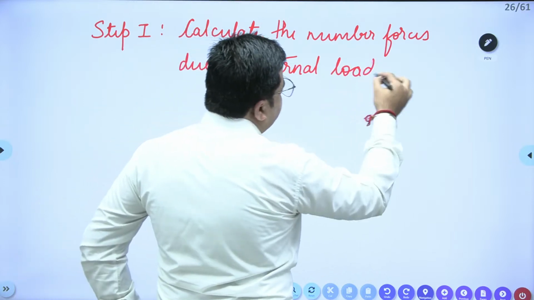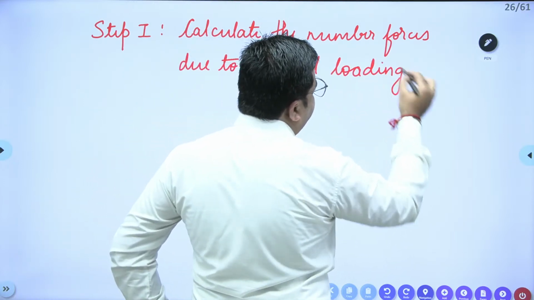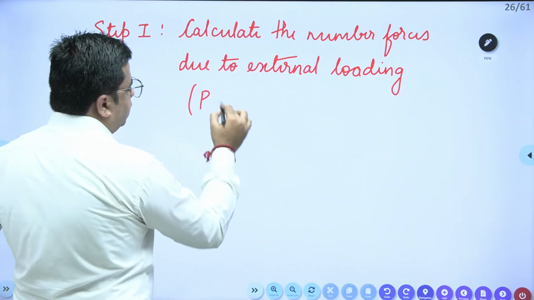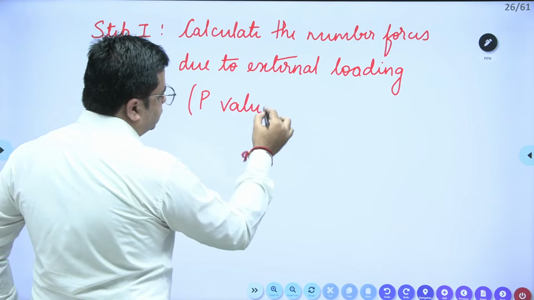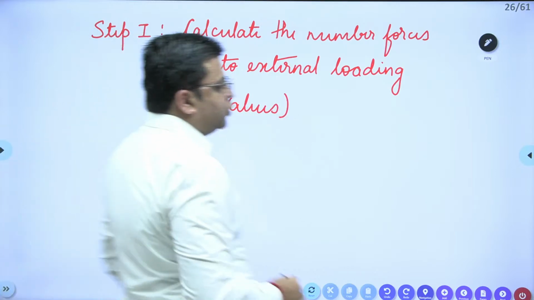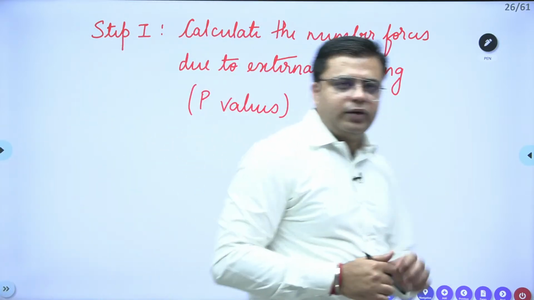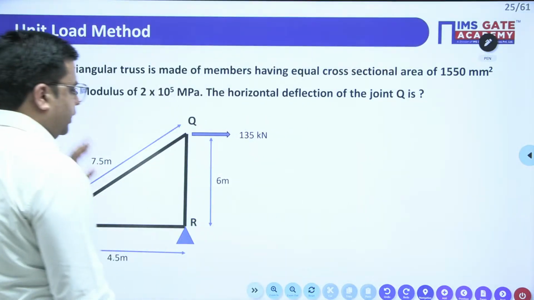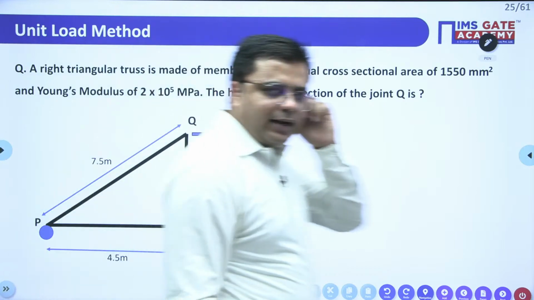With respect to external loading, you are going to calculate the member forces, which are known as P values. So first calculate the member forces due to external loading. Come back to this question. Calculate the member forces, analyze this truss.